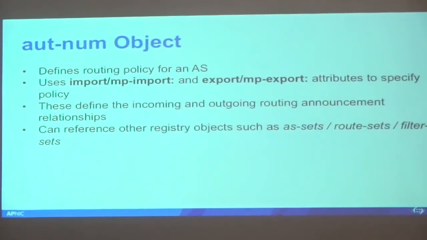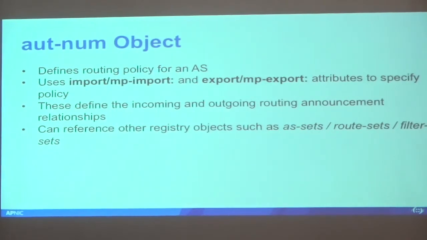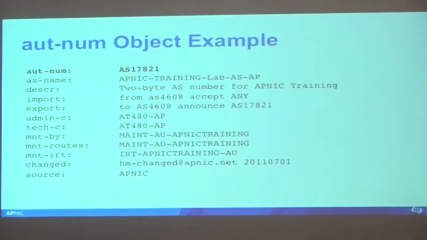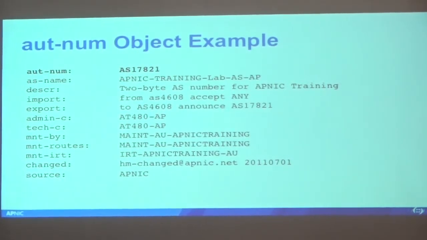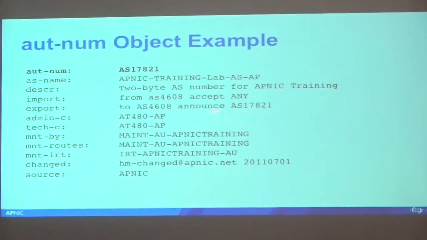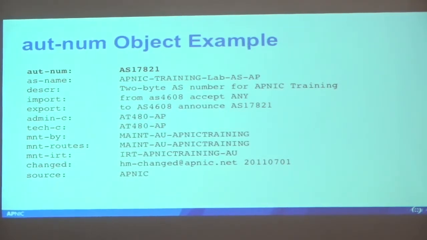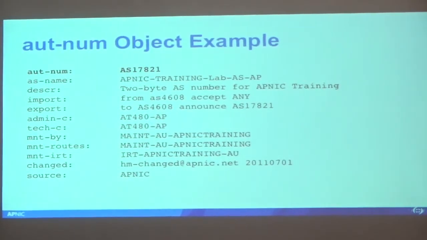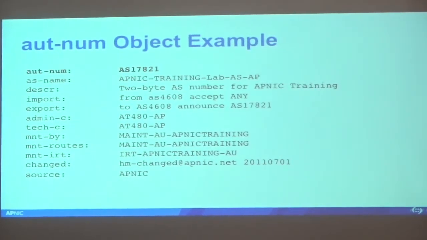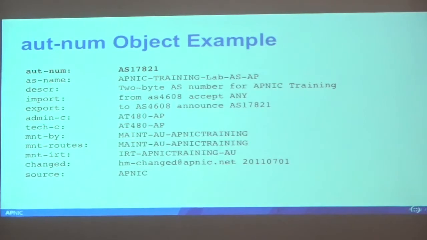Next one, the aut-num object. What is this? The aut-num object, very simple, is information about your AS. Here you have AS17821, some description, and we gave it a name. And look at this. You have an import and export statement. You don't actually see these two fields in all the other objects. Import, export. Remember your policy?